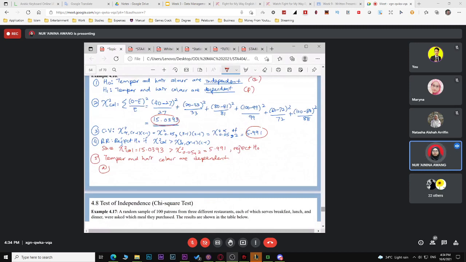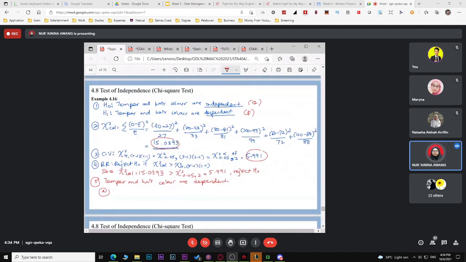If you want to write your hypothesis as your conclusion, you can also write there is not enough evidence to conclude that temper and hair color are independent. So you can write your conclusion. Once you get reject H0, you just directly write this as your conclusion, or you can also write there is enough or not enough evidence, referring to the question.